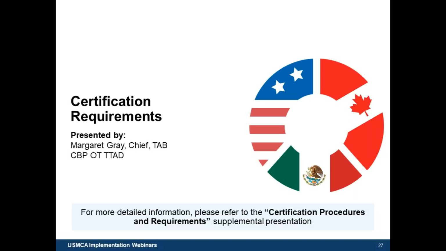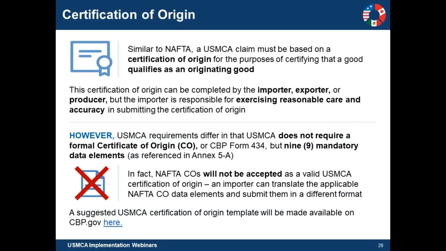Next, we'll talk about certification requirements and procedures. Please note, for additional detail, please refer to the corresponding certification procedures and requirements presentation. Similar to NAFTA, a USMCA claim must be based on a certification of origin for the purposes of certifying that the good qualifies as an originating good. This certification can be completed by the importer, exporter, or producer of the good. The importer is responsible for exercising reasonable care and accuracy in completing the certification of origin. However, USMCA requirements differ from NAFTA in the sense that under NAFTA, a certificate of origin, Form 434, was used. In USMCA, there is no certificate.